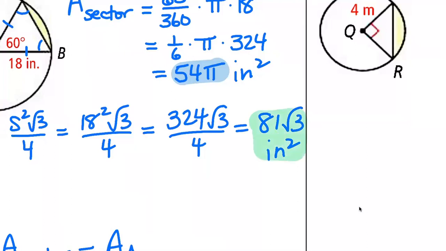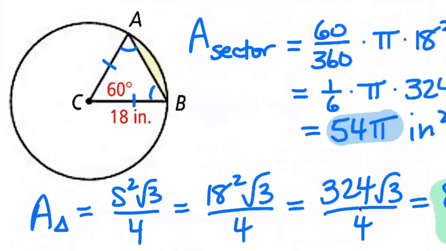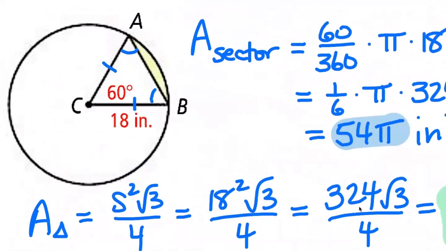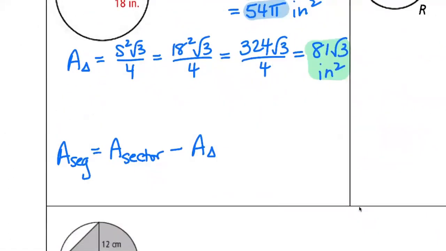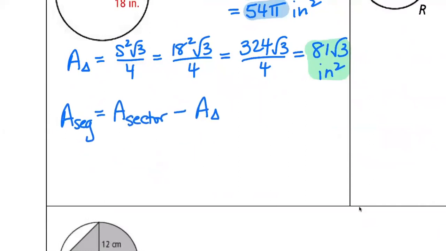Okay, so I'm going to remove that triangle. We have the whole sector's area, and then we take away this triangle here. So we're removing this triangle. What we have left is the segment there that we were trying to find. Okay, so we're going to subtract those answers now. So the sector minus the triangle will give us our segment area.